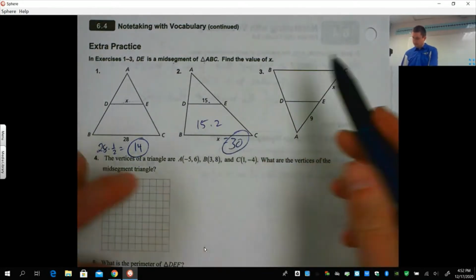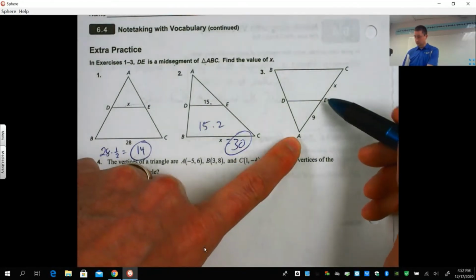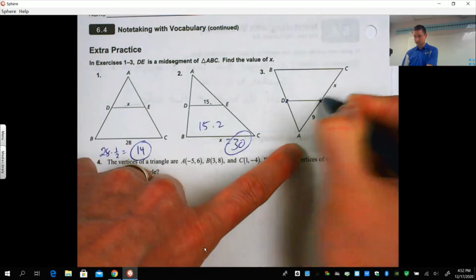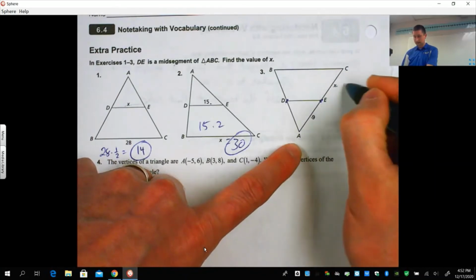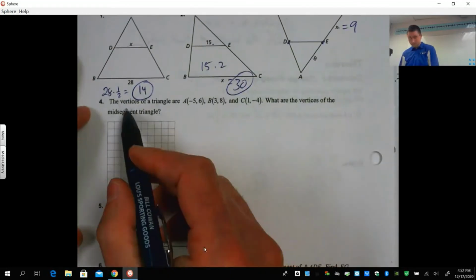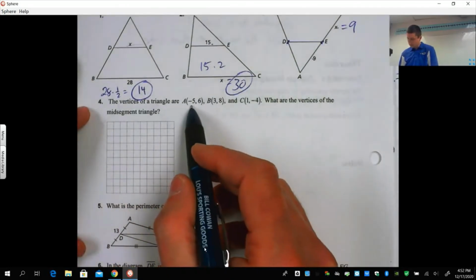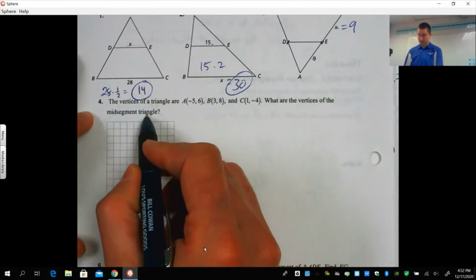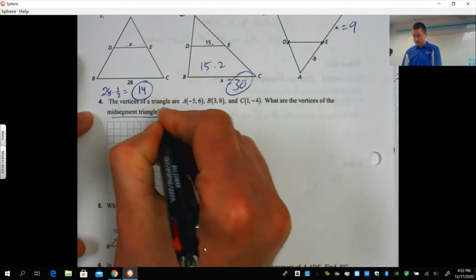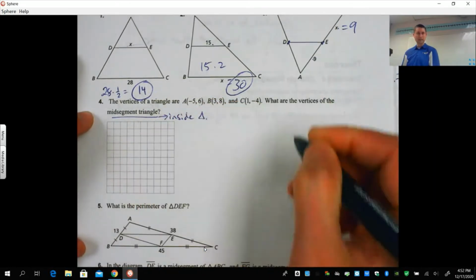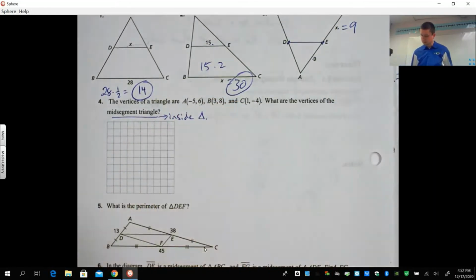Okay? Now here, this is the first characteristic. They told you this is a midsegment, so that means these are midpoints. Okay, so if this is 9, this has to equal 9 as well. Okay, the vertices of a triangle, they've given you 3 vertices of a triangle. What are the vertices of the midsegment triangle? So the midsegment triangle, that is what I referred to as the inside triangle, the one that is 1/4 the area of the big one.